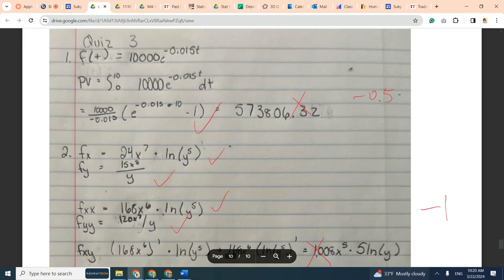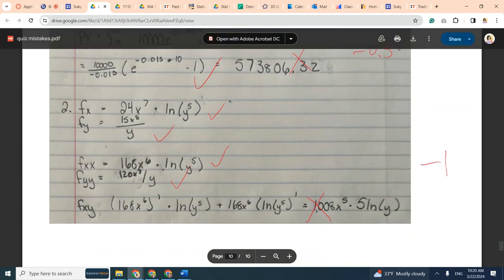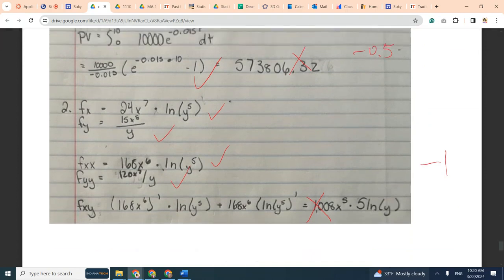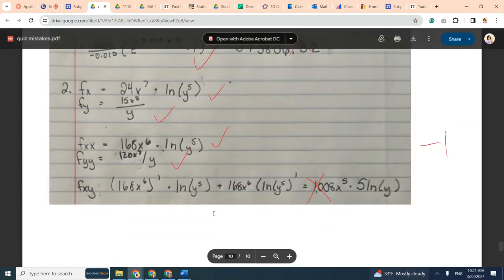Okay. So here, this is correct, but then this is not correct. So when you put the answer in your calculator, be careful. And here, no product rule, because one of them is like a constant. So leave it there. Okay, and that's it. Any questions about the quiz?